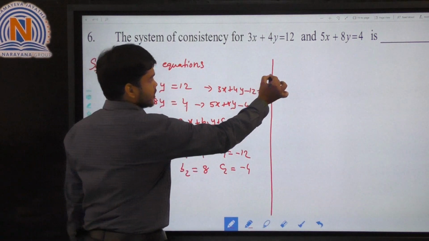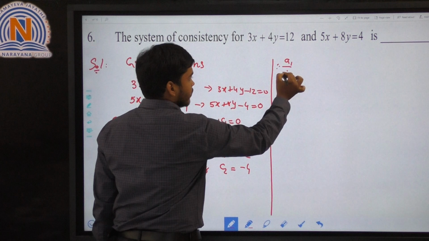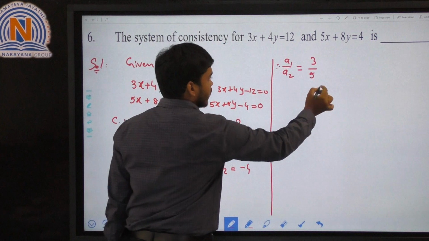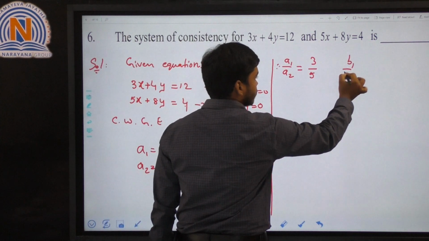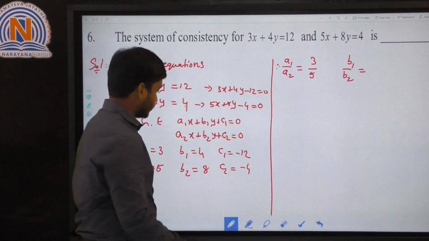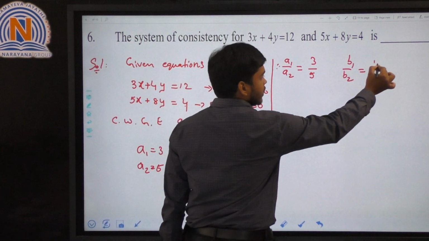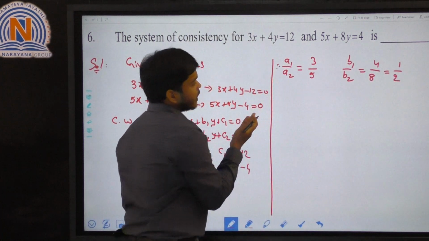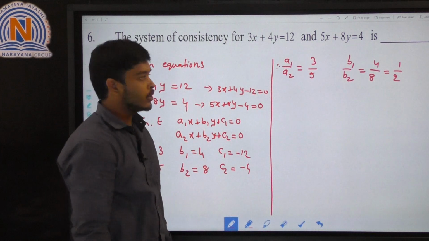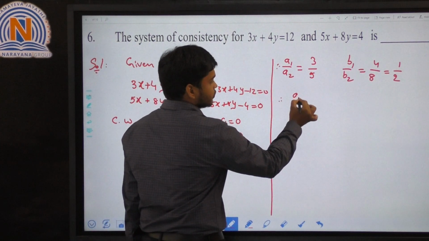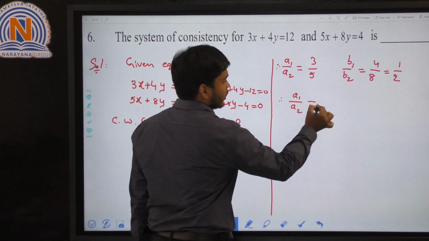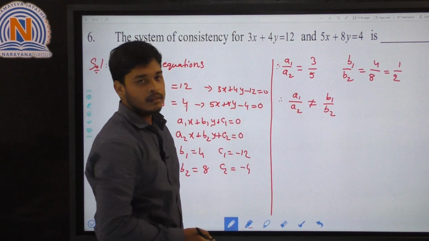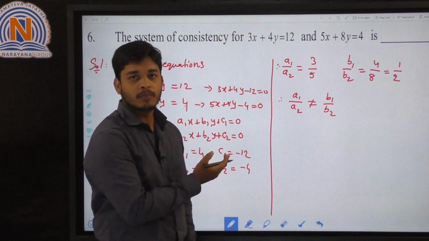See children, here the ratios. First ratio, a1 by a2 is 3 by 5. Next one, b1 by b2 is 4 by 8. 4 by 8 means 4 ones are 4, 4 twos are 8, so 1 by 2. See children, here a1 by a2 is not equal to b1 by b2. Then what is this condition?